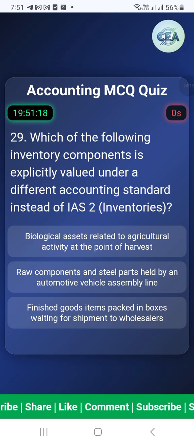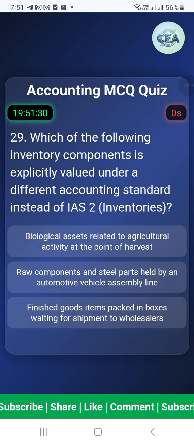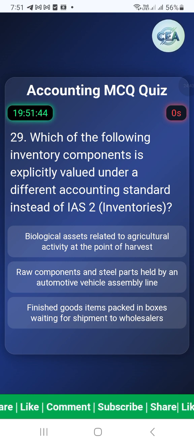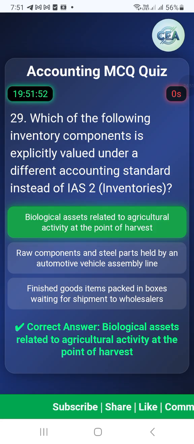29. Which of the following inventory components is explicitly valued under a different accounting standard instead of IAS 2 inventories? Option 1. Biological assets related to agricultural activity at the point of harvest. Option 2. Raw components and steel parts held by an automotive vehicle assembly line. Option 3. Finished goods items packed in boxes waiting for shipment to wholesalers. Correct answer is biological assets related to agricultural activity at the point of harvest.